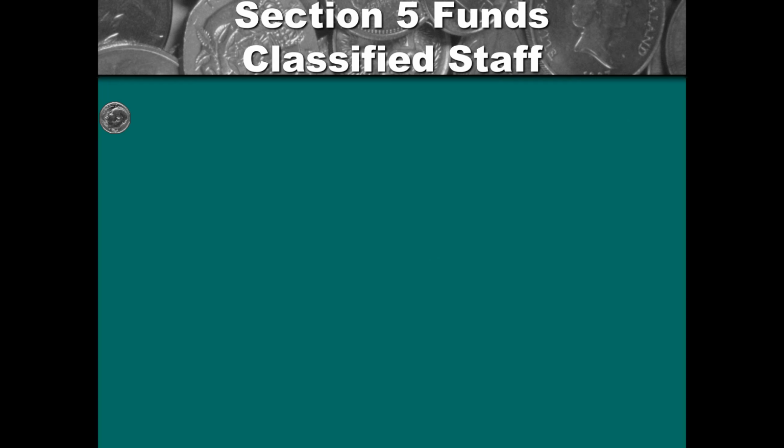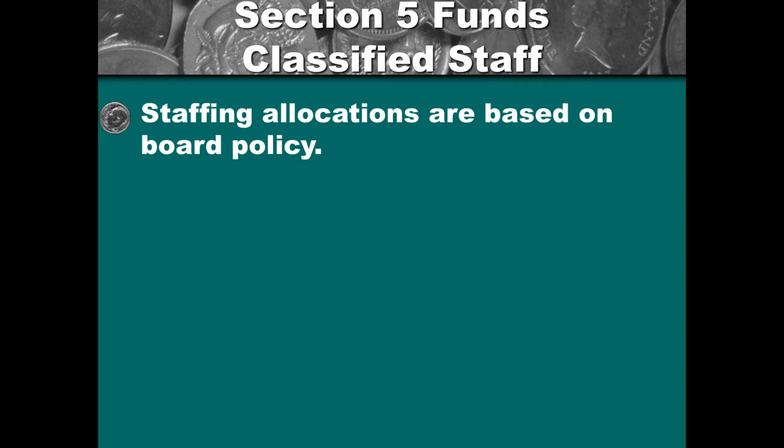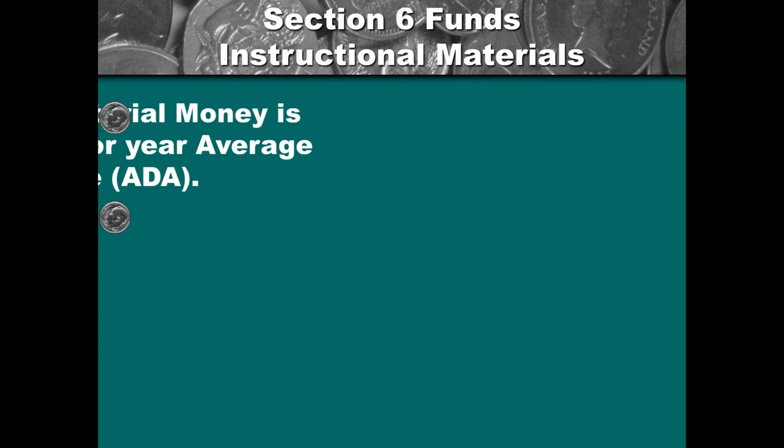Section 5 funds fund your classified positions, and those classified staffing allocations are also based on formulas that are set, in this case, by board policy. And then you have Section 6 monies, and Section 6 monies essentially fund instructional materials.